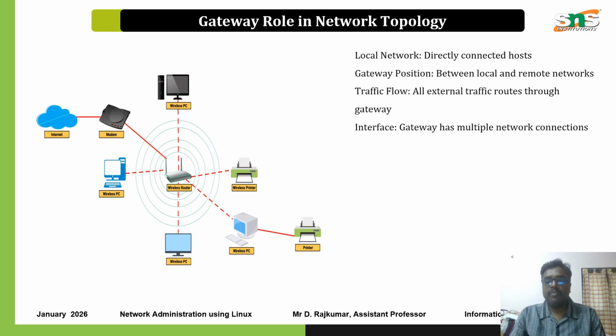Next, in the traffic flow, all the external traffic is routed through the gateway. If we want to install a firewall, we can place it in this area so that our entire network is protected whenever we have incoming traffic. Next, the gateway helps us have multiple network connections.